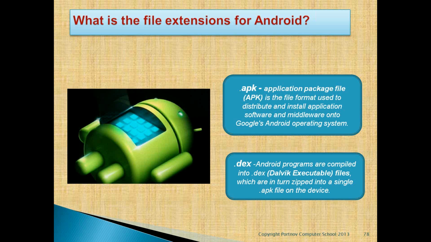File extensions. This you need to know, it's one of the must-haves. The simple extension for Android is APK, a single file, and we use .dex when we're talking about a zip file for Android. It's a Dalvik executable.